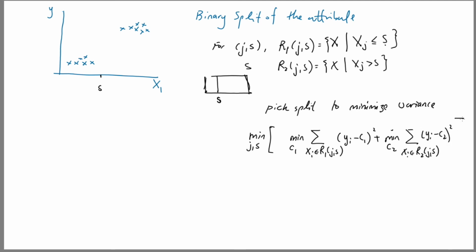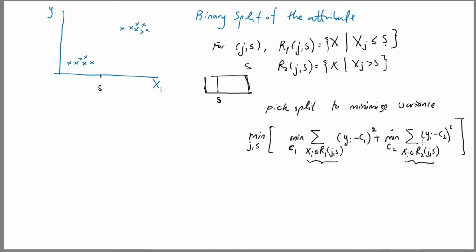Okay, this looks really scary, but it's actually really simple and intuitive once you look at the picture. If we look at this optimization problem, we're splitting the data into two portions, R1 and R2, and within each group we compute this quantity here. We're finding the C that minimizes the sum of squares, and we're doing that for both regions.